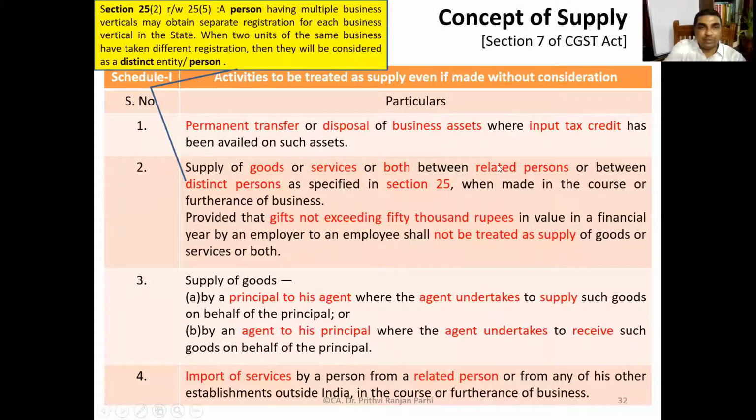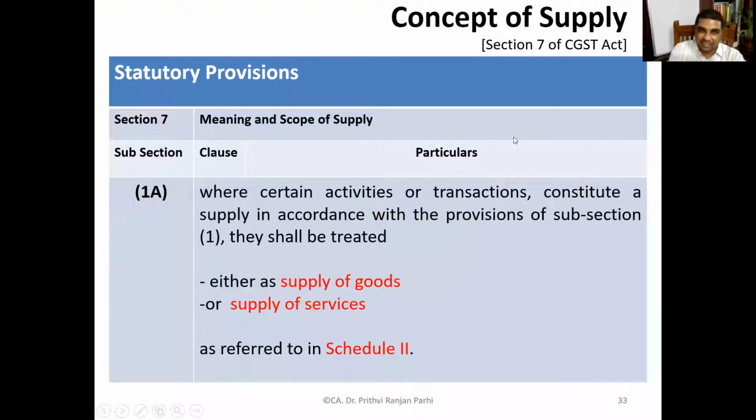Okay, now you can do one thing to understand the concept of distinct person. Please refer to section 25.2 and section 25.5 of the CGST Act, which I had shown you in the previous session, on how we can read that Act.